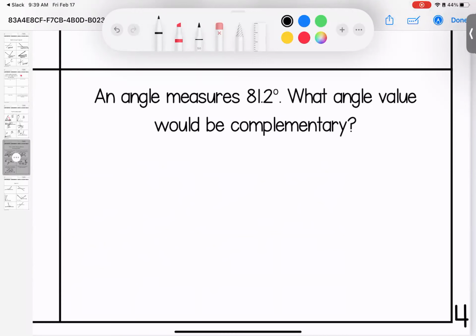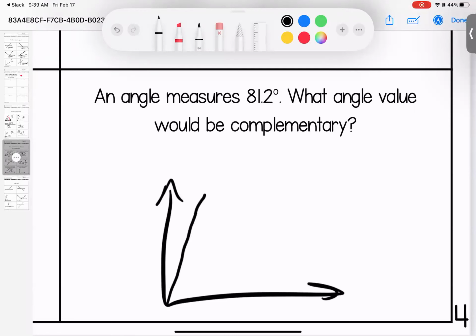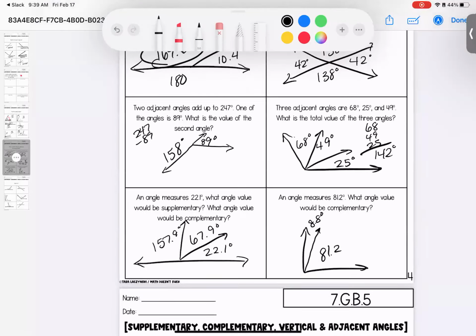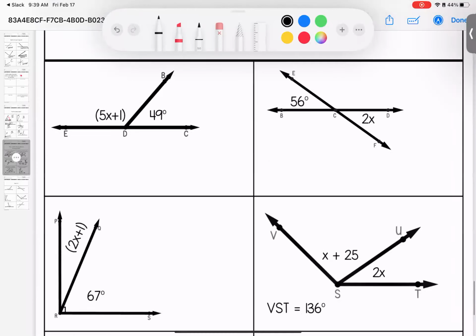Last one, an angle measures 81.2 degrees. What angle value would be complementary? So we want that 90-degree angle. 81.2 degrees would leave room for an additional 8.8 degrees. Any questions on this page? Bring them with you to class.